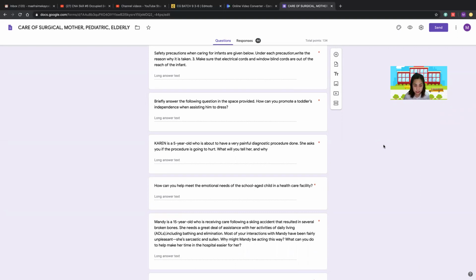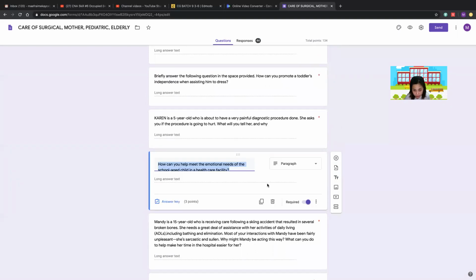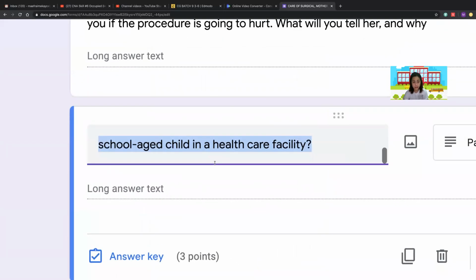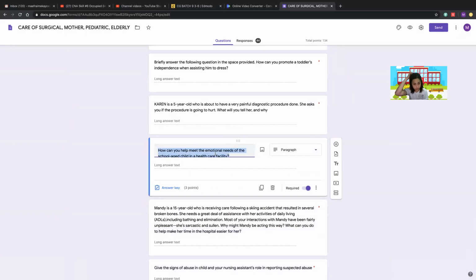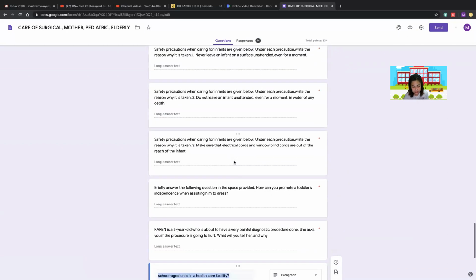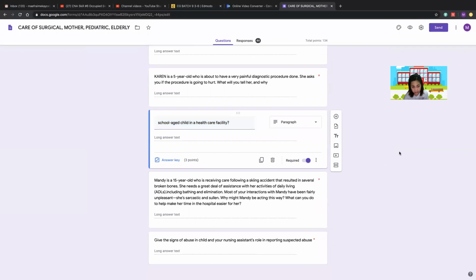How can you help meet the emotional needs of the school-age child in a healthcare facility? School-age children, that's why they are called school-age. If they are in the hospital, you can help them by giving them any materials that are related to school. So if you have answers like this related to school, you will be correct.